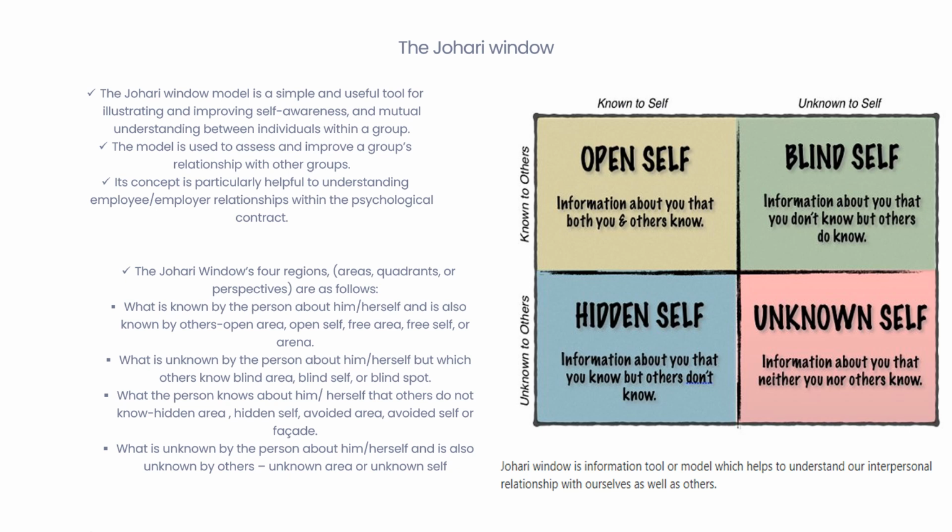Hidden self, information about you that you know but others don't know. Now, if you know something which others don't know, if you want to improve, cooperate. Either you help them because you find that you know and they don't know, or you know that you don't know and they don't know that you don't know. So tell them that you don't know so that they can help you. Don't hide. Unknown self, information about you that neither you nor others know. So here is just ignorance, everyone ignorant.